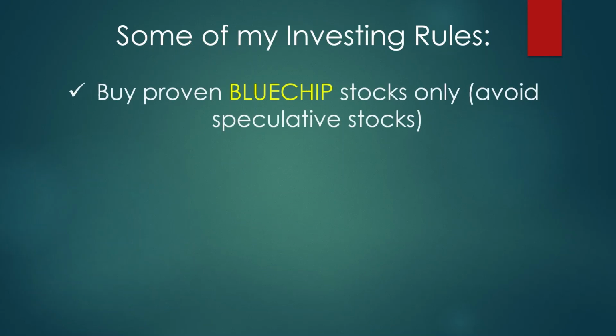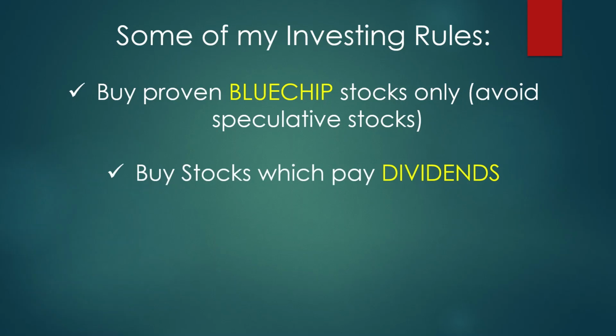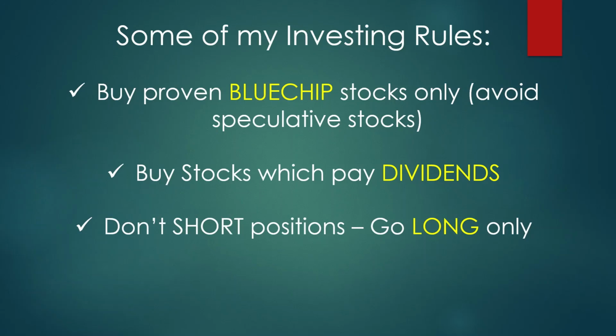Some of my investing rules: buy proven blue chip stocks only, avoid speculative stocks. This ensures probability of the shares of the company you're buying has had a good track record and more likely potential of future growth. Buy stocks which pay dividends. That just allows you to get some revenue if your stocks happen to be held for an extended period of time. Don't short positions, go long only. If you short an instrument which pays a dividend, you'll end up paying that dividend to someone else who went long in the same instrument.